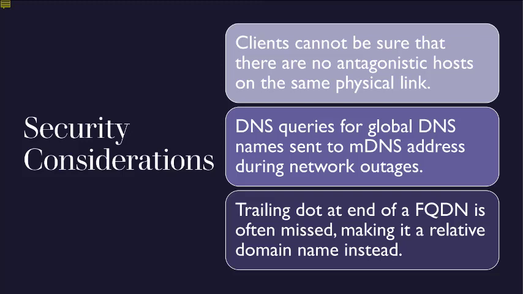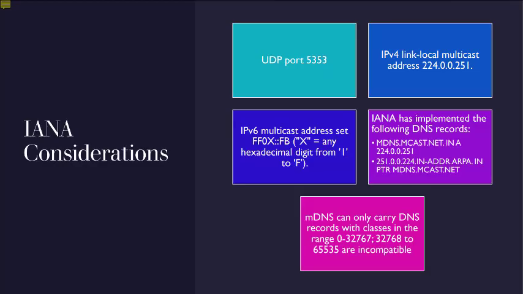And the trailing dot at the end of the FQDN is a problem. It's often missed, and when that happens, it changes the domain name to be something of a more relative format. IANA has put its own requirements into the protocol, and that is that the UDP port 5353 is used for the multicast DNS protocol.